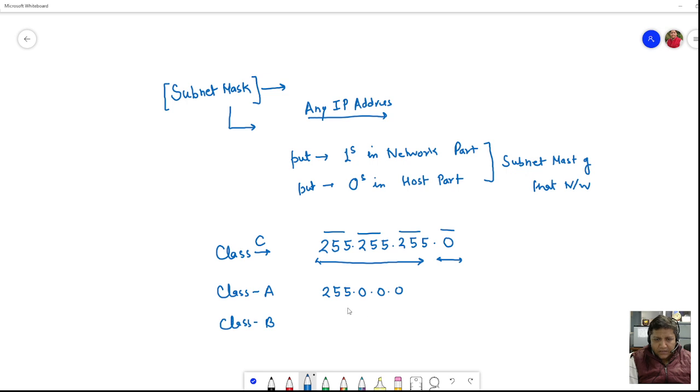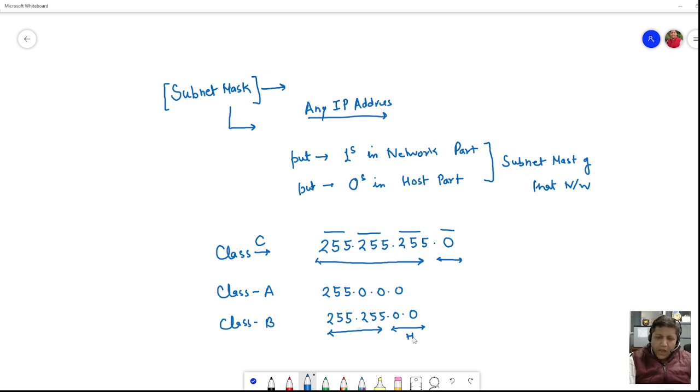For class B, what would the network mask be? Yes, Abhigyan? In class B, what would the network mask be? 255.255.0.0, because we know that in class B this is the network part and this is the host part.